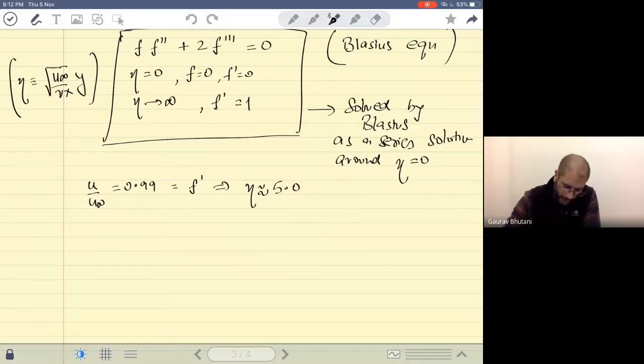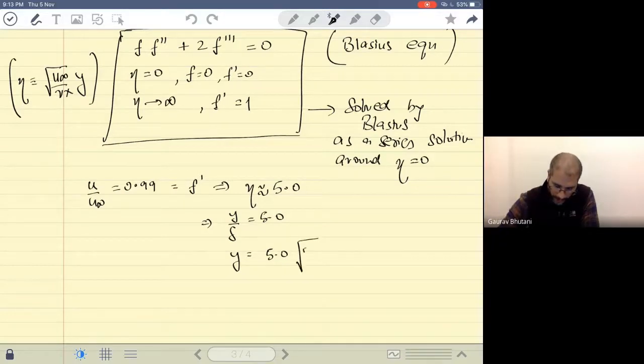That means eta, remember, was y upon delta. This is 5.0, and this means that my y, which is the y value for this boundary layer thickness, is defined as 5.0 times delta, and this delta, as we know, varies as the square root of nu x upon u infinity.